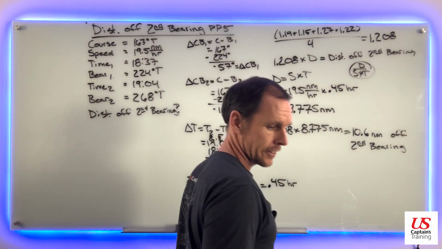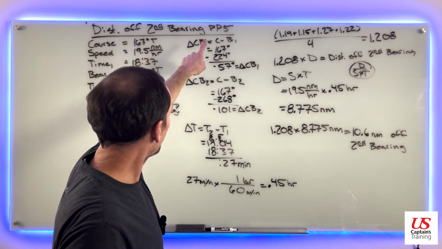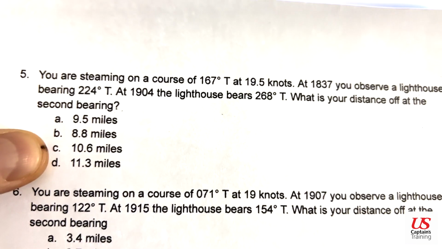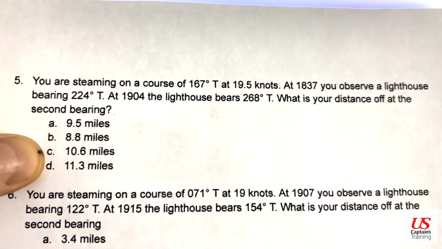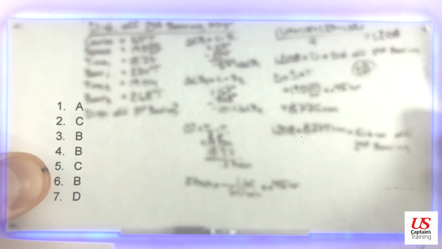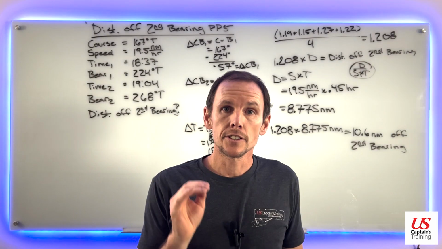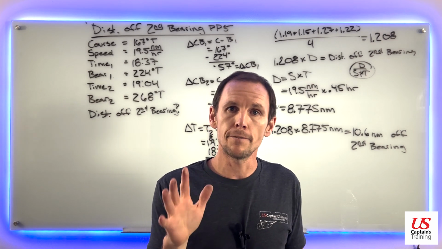That looks good. I feel good about that. Let's check this out. Here is 5, and 10.6 is C. Let's check this. Yeah, it checks out. 5 is C. That's the solution to distance off second bearing, practice problem 5.